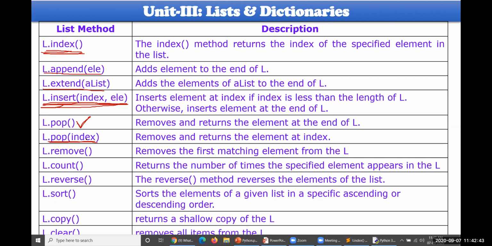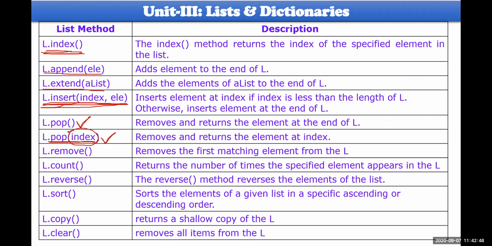By default, if you do not provide the index here, the default index will be -1. What do you mean by -1? It is always at the end, so pop removes the last element. And then remove. If you give an element to remove, it always removes the element which is matched.